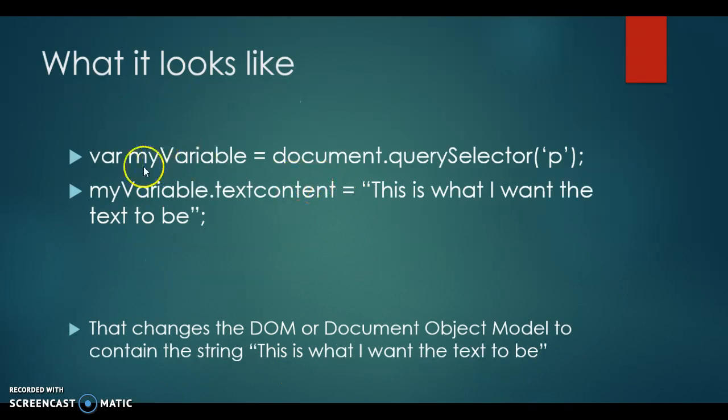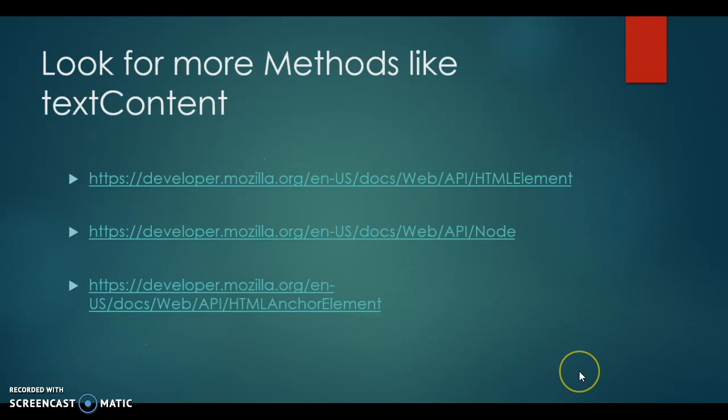So this is what it would look like. The first line of the text editor would say var myVariable equals document dot querySelector P. Then myVariable dot textContent equals, this is what I want the text to be. That changes the DOM, or the document object model, to contain the string, this is what I want the text to be, in that specific element of the object.